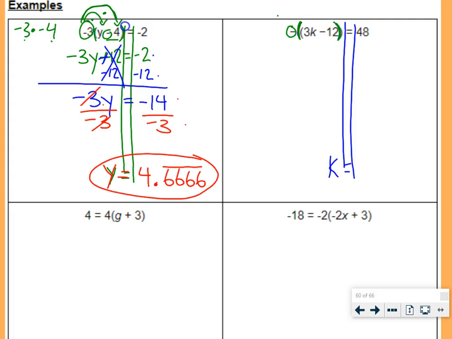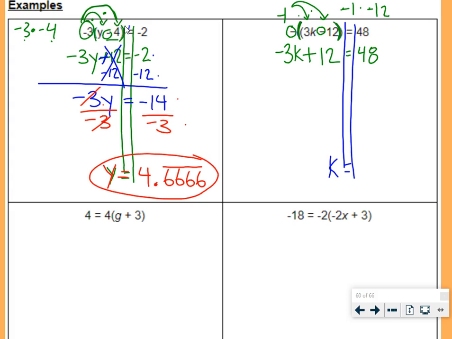Now, if there's no number, it's really a -1. So we're really multiplying by -1 to both. -1 times 3k is -3k. -1 times, now remember that's a -12, so we're really doing -1 times -12. Negative times a negative is a positive, so I'm going to put plus. 1 times 12 is 12. Equals 48.